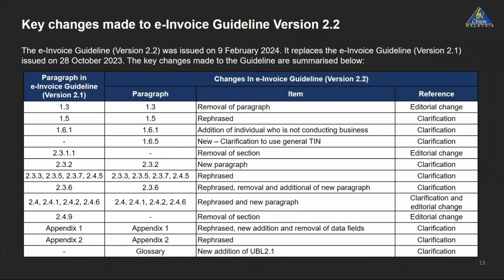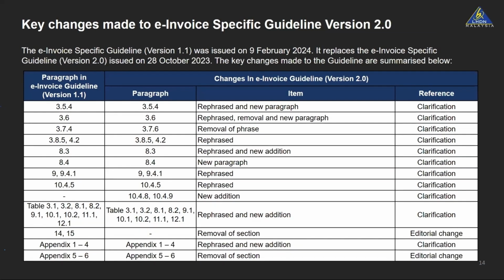The next slide is about key changes made to the invoice guideline and also the specific guideline version 2.0. In the later version of the guideline released by LHDN on February 9, 2024, several key changes have been made to improve clarity, provide better guidance, and enhance understanding of certain transactions. These changes aim to provide clear and comprehensive guidance for implementing e-invoicing in Malaysia. You may visit our e-invoice microsite for the latest guideline.